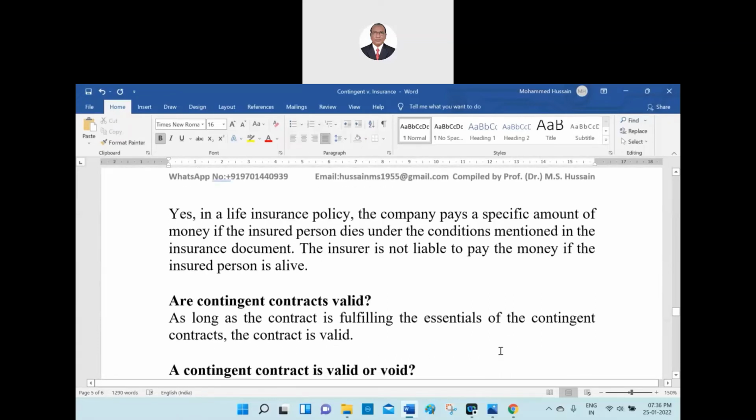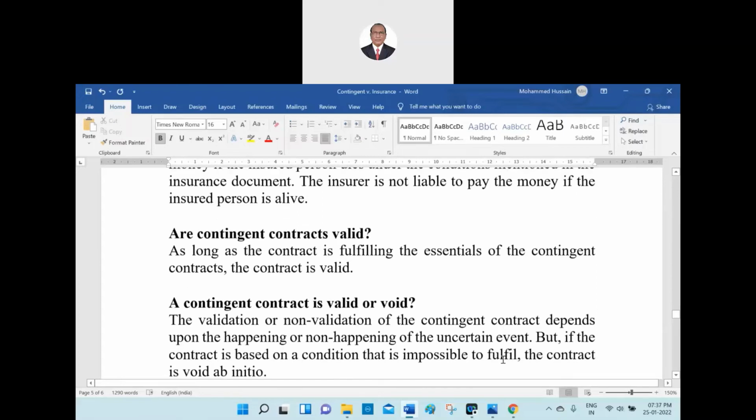If it is a life insurance policy, the company pays a specific amount of money if the insured person dies under the condition mentioned in the insurance document. The insurer is not liable to pay the money if the insured person is alive. But if the maturity is there, then they are supposed to pay it. In the same manner, in general insurance, if you met with an accident and have comprehensive insurance, the first party, second party, and third party will get the compensation from the insurer. And suppose there is no insurance at all, then who is going to pay? The owner of the vehicle has to pay from his wallet. Is it clear? Yes, sir.